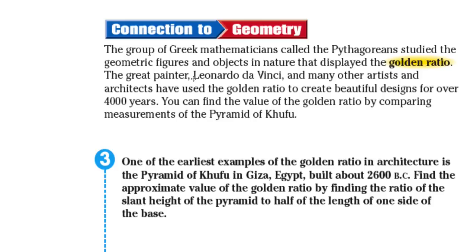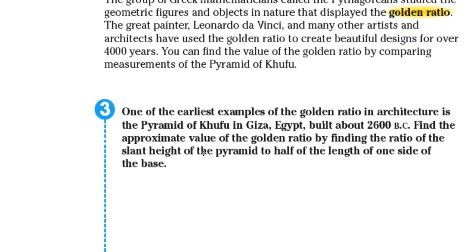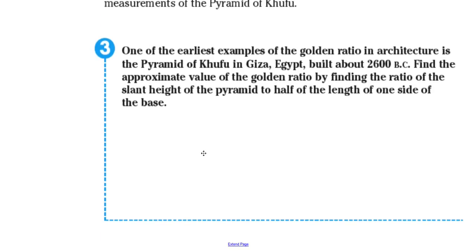A group of Greek mathematicians called Pythagoreans studied the geometric figures and objects in nature that display the golden ratio. The great painter Leonardo da Vinci and many other artists and architects have used the golden ratio to create beautiful designs for over 4,000 years. You can find the value of the golden ratio by comparing measurements of the pyramid of Khufu. One of the earliest examples of the golden ratio in architecture is the pyramid of Khufu in Giza, Egypt, built about 2,600 years before Christ.